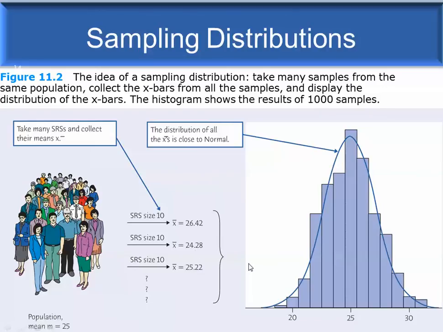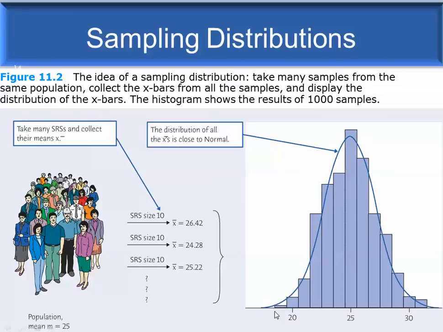If we did every possible combination of 10 people in that group of 1,000 people, and then created a histogram of all of the means, not the values of, say, the height of every one of these people, but the mean values of height of all of those people, that histogram becomes our sampling distribution, or that density curve becomes our sampling distribution.